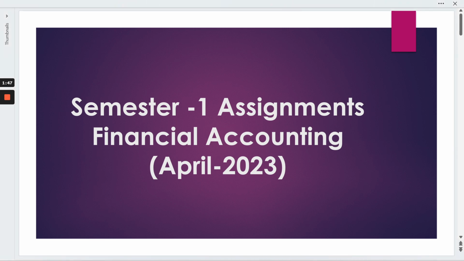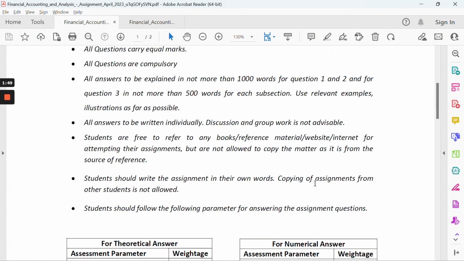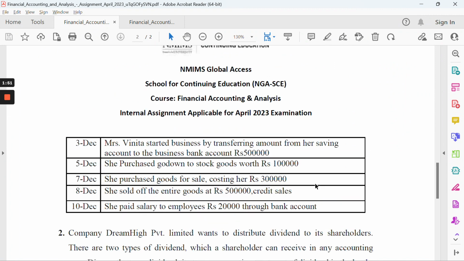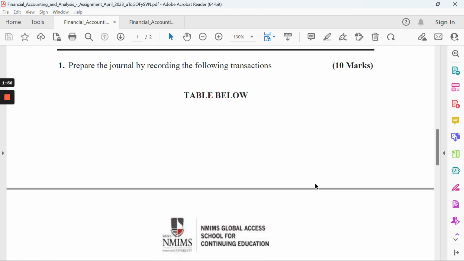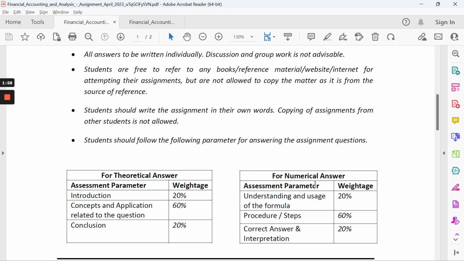Firstly, similar to the other subjects, we have three questions: first, second, third A and third B. Each question is of 10 marks, and the word count is 1,000 words. There are two concepts. One is plagiarism and copy case, so don't share your assignments with anyone. And second is plagiarism, so try to write the answers in your own words.